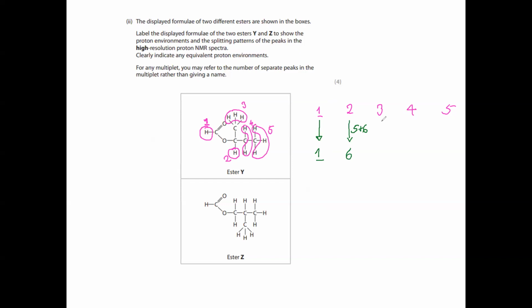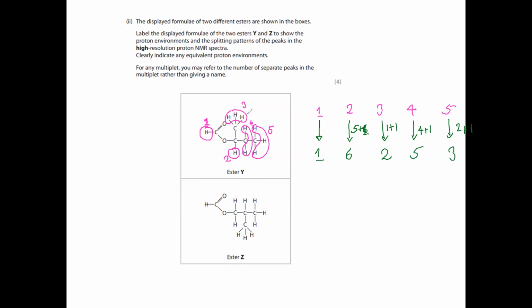Peak number 3: the adjacent carbon has only 1 hydrogen. So it will be n plus 1, 1 plus 1, so it will be a doublet. If you take peak number 4, on the adjacent carbons, this side there's 1 hydrogen, this side there are 3. 3 plus 1 is 4, so we are talking about 4 plus 1. So this will be a pentet. And if you take peak number 5, the adjacent carbon has 2 hydrogen, 2 plus 1 is 3. That means this will be a triplet.